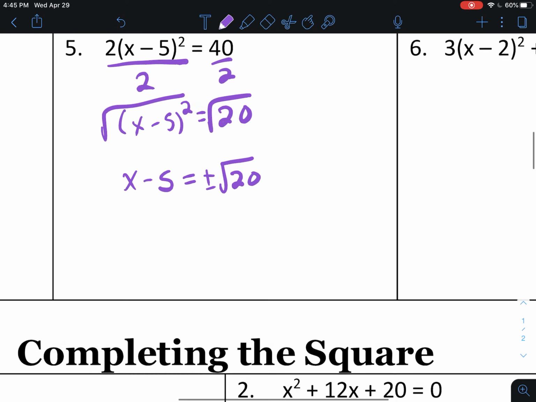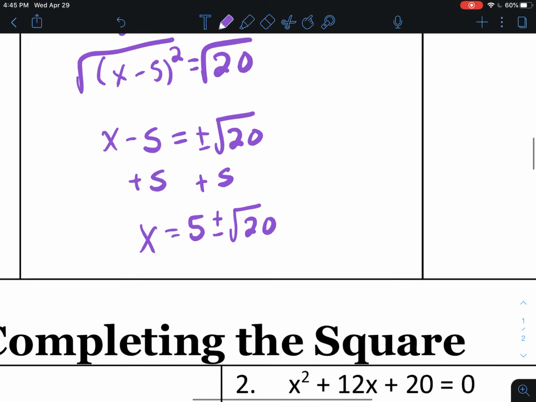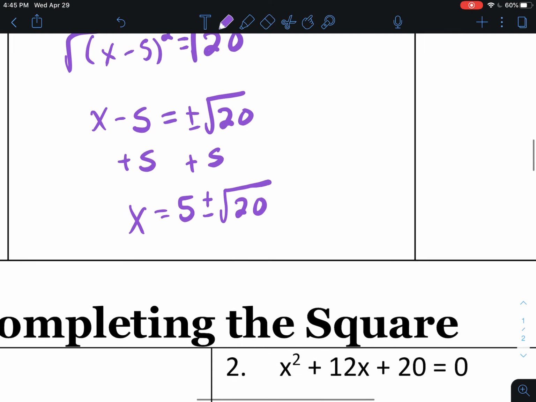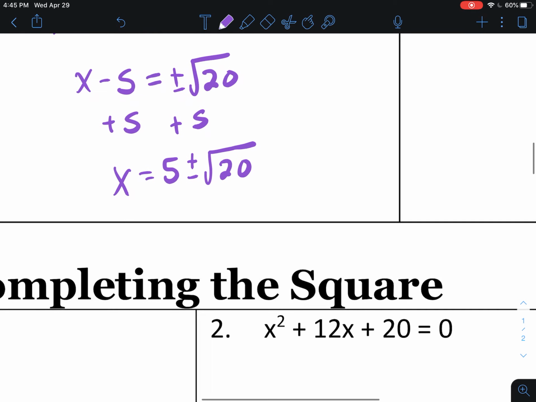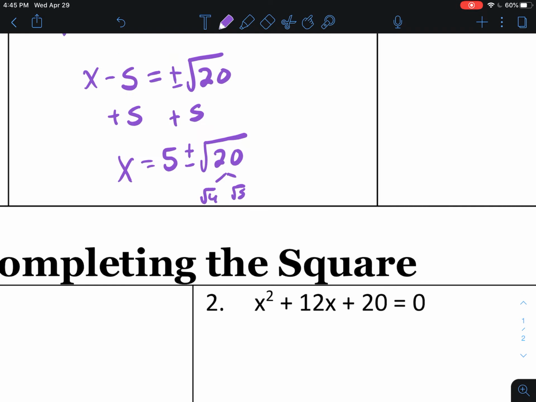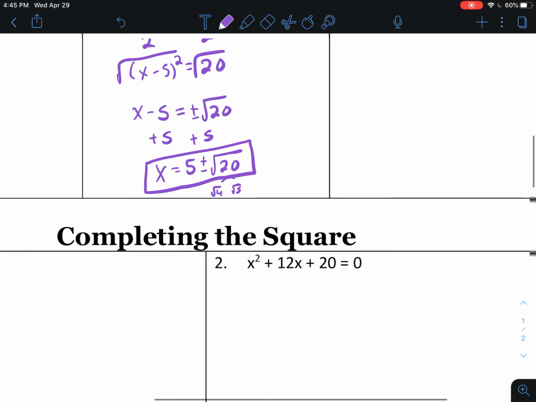Okay, and then we could just continue this. So we add the 5 to the other side. We get x is equal to 5 plus or minus the square root of 20, which is a great answer, guys, because we can't simplify the square root of 20 into just one number. You could go even further by simplifying the square root of 20 if you remember how to do that. Remember, you split it into the square root of 4 and the square root of 5. But for the sake of online learning, we're just going to be okay with that answer right there.